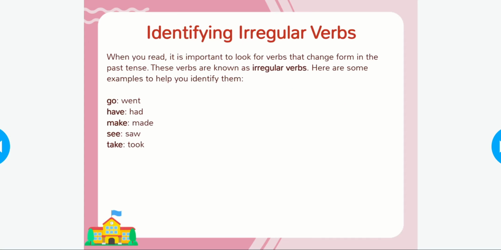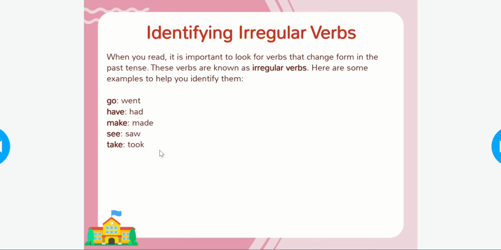So here are some common irregular verbs. We have go, which in the past changes to went. Have changes to had. Make changes to made. See changes to saw. Take changes to took.